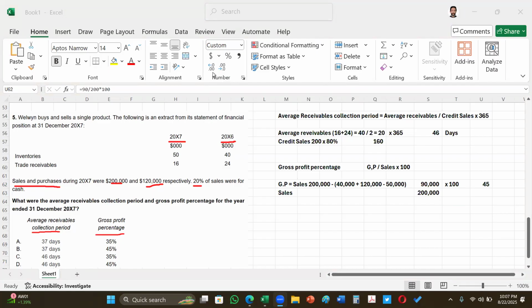So the receivables collection period is trade receivables over credit sales, not revenue. If it was just the receivables collection period, we wouldn't average, we wouldn't divide by 2. Look at the name here: this is the average receivables collection period. This is not the normal receivables collection period. Do you understand?